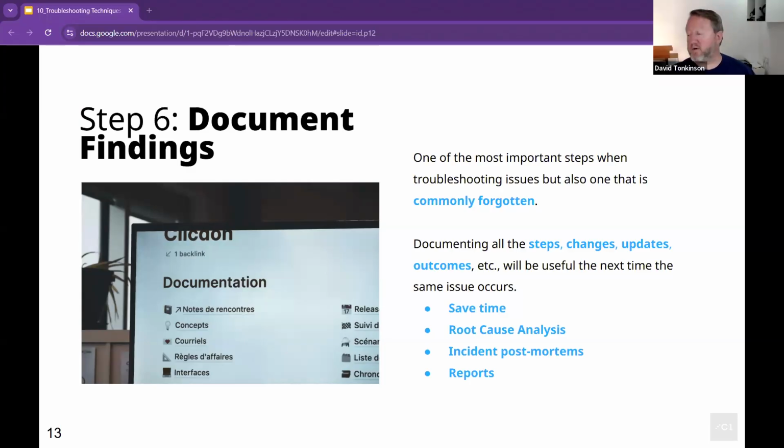Has anyone done any document writing for technical support or any troubleshooting methods? Great show of hands, and a little description would be good if you have. See a couple of you typing, which is great.